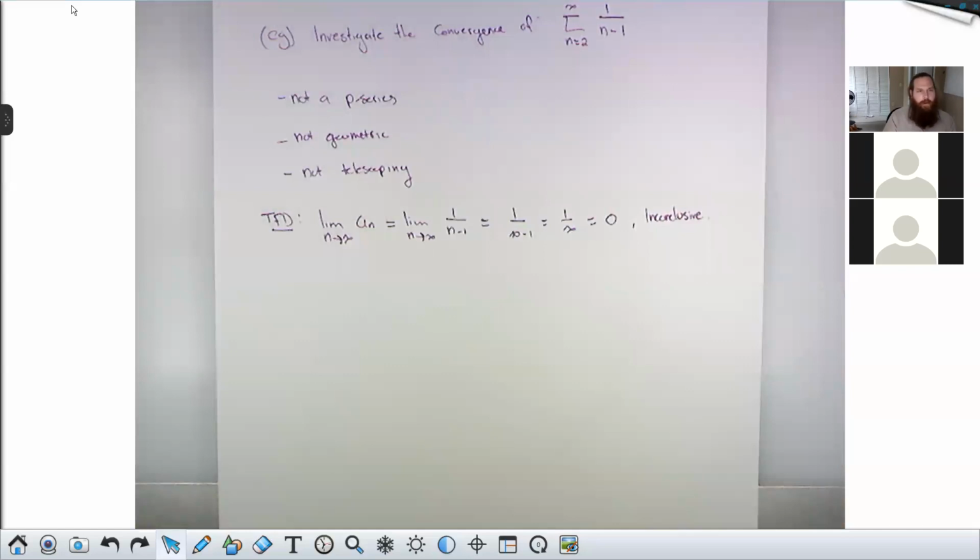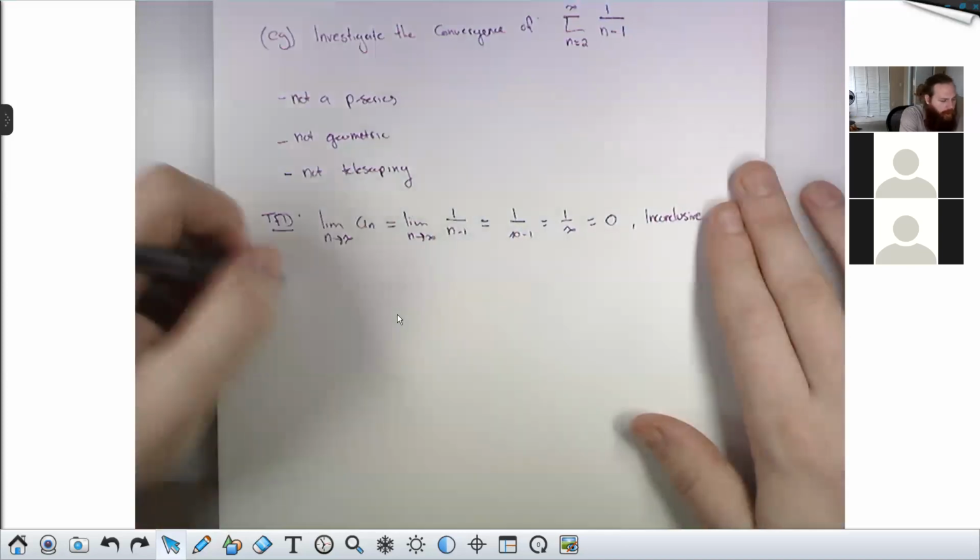Caesar asks a good question. How do I know that this isn't telescoping? Because there's no way for these terms to cancel each other out. So if I had some other factor in the denominator, like n minus 1 times n or n minus 1 times n plus 1, then I could run some PFD and see maybe if this telescopes. But because there's only the one factor downstairs, I know that this can't possibly telescope. So TFD is inconclusive. I don't get anything out of that because the limit of the a_n is 0.